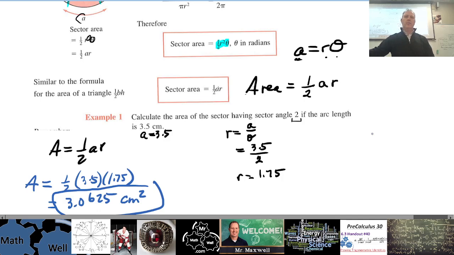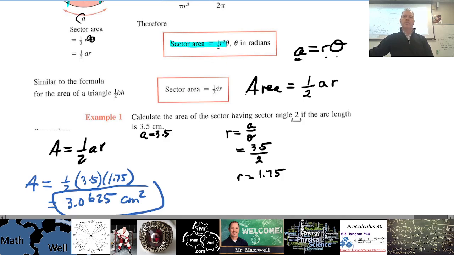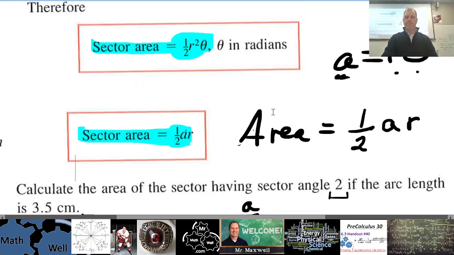You're going to want to remember both of these, I guess. Sector area is 1/2 r squared theta. Also, if you're given the arc length, then you might want to remember this other formula for sector area. Let me just zoom in on those formulas. Make sure you have those down.